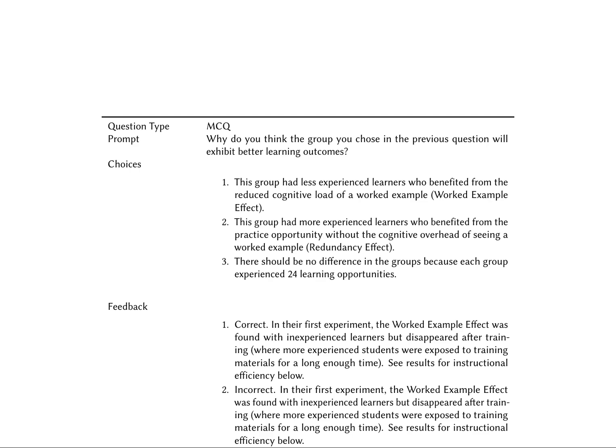This study examines the effectiveness of worked examples for inexperienced learners, investigating the worked example effect and its implications on learning outcomes. The first experiment revealed a significant worked example effect, where learners who received worked examples outperformed those who did not. This outcome suggests that worked examples can mitigate the cognitive load associated with problem solving, facilitating learning for novice learners. However, as learners gained experience, the effect disappeared, indicating that more experienced learners benefited from the practice opportunity without the cognitive overhead of seeing a worked example.